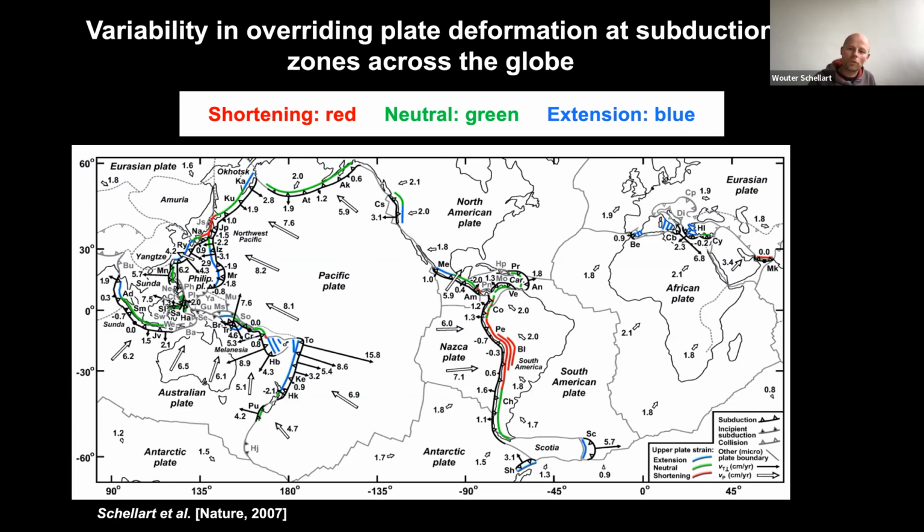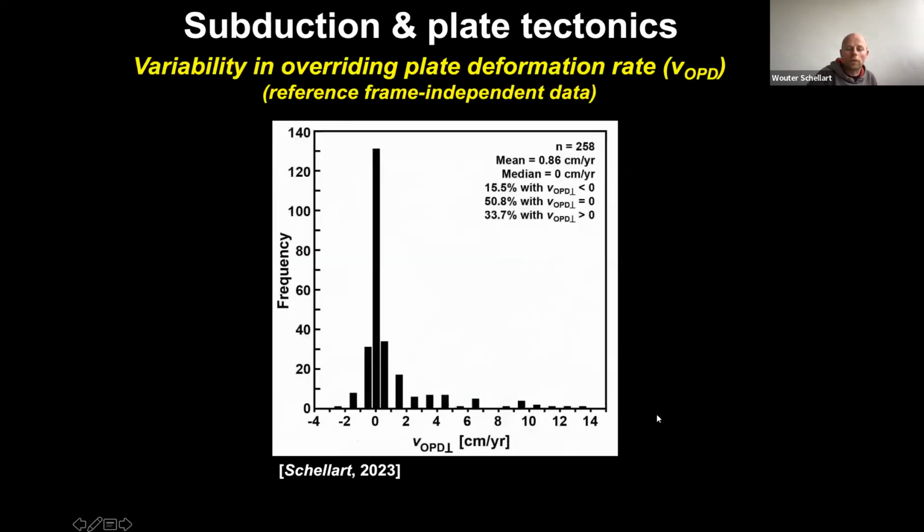There's only a few locations on this map where we see red, where the overriding plate is shortening, and many more locations, many more subduction zones where we actually see blue. So overriding plate extension is more common than overriding plate shortening. And that's also what we see in this next slide, where we see this frequency plot. So again, vertical axis frequency, horizontal axis shows the overriding plate deformation rate, where positive is extension and negative is shortening.